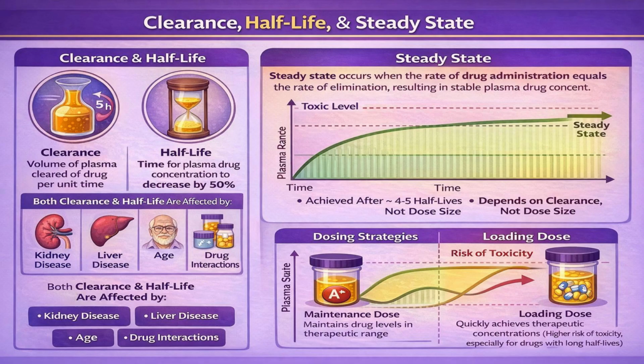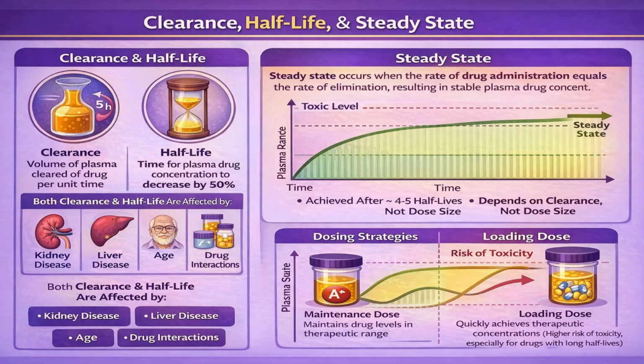Next, let's discuss clearance and half-life. Clearance is defined as the volume of plasma cleared of drug per unit time and reflects the efficiency of drug elimination. Half-life is the time required for the plasma drug concentration to decrease by 50%. Both clearance and half-life are influenced by kidney disease, liver disease, age, and drug-drug interactions.